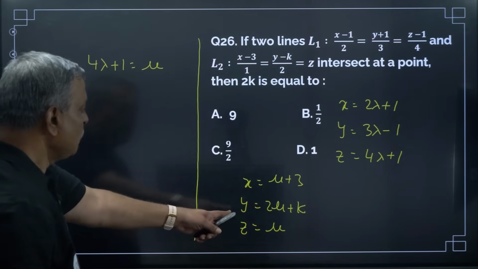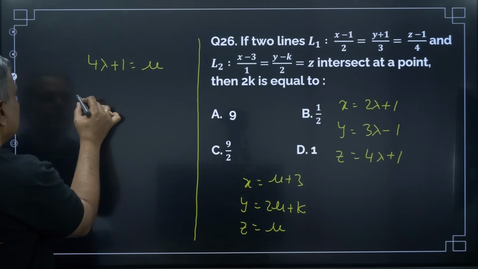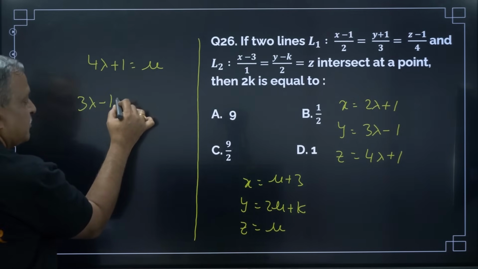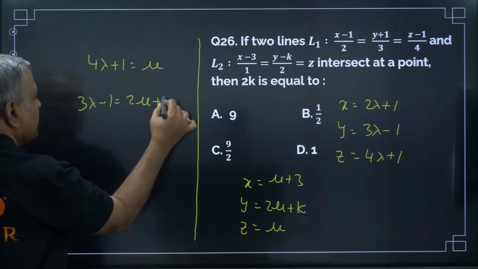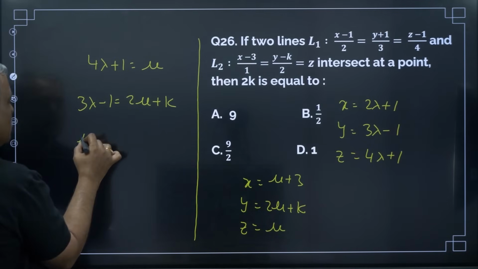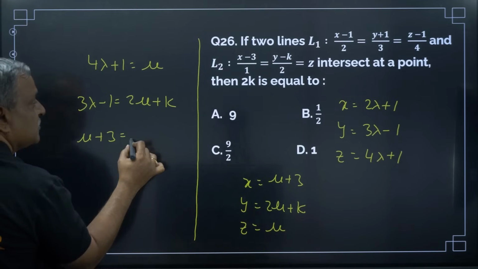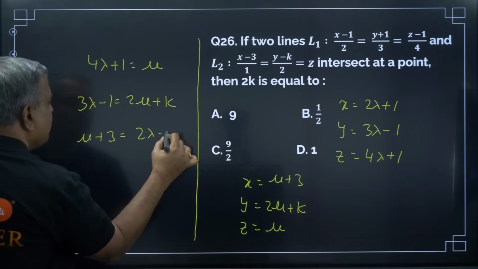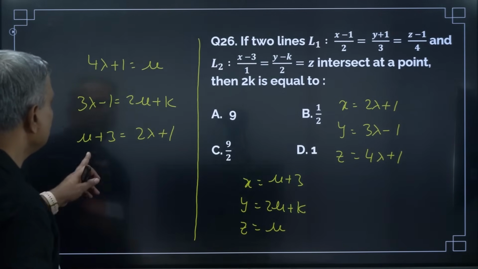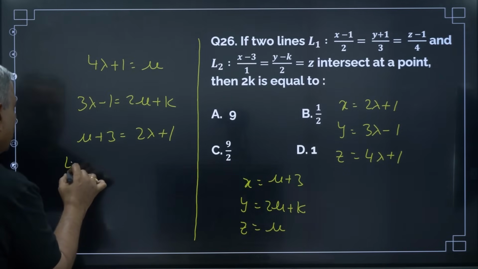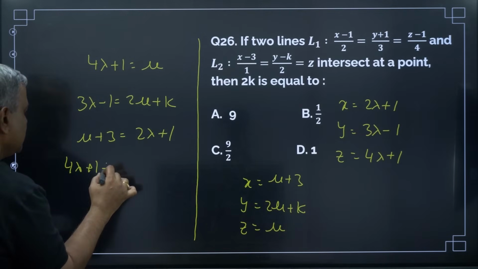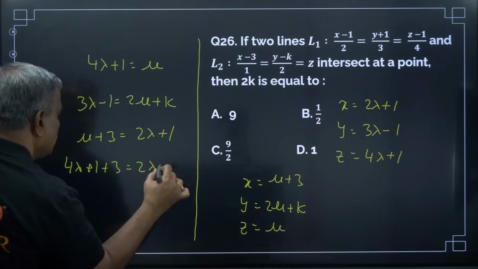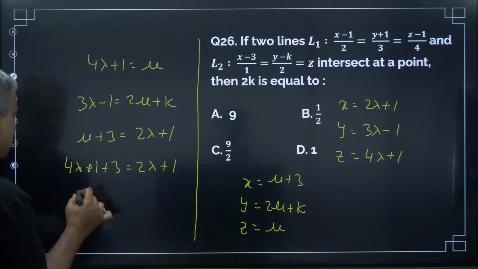Right? So what do we substitute? 3 lambda minus 1 is equal to 2 mu plus k, and x also: mu plus 3 is equal to 2 lambda plus 1. Okay, so the mu value you substitute is 4 lambda plus 1, so 4 lambda plus 1 plus 3 is equal to 2 lambda plus 1. Whichever is convenient, you try.